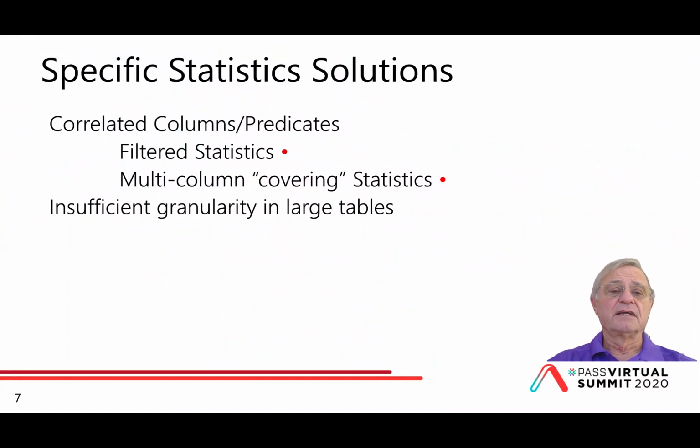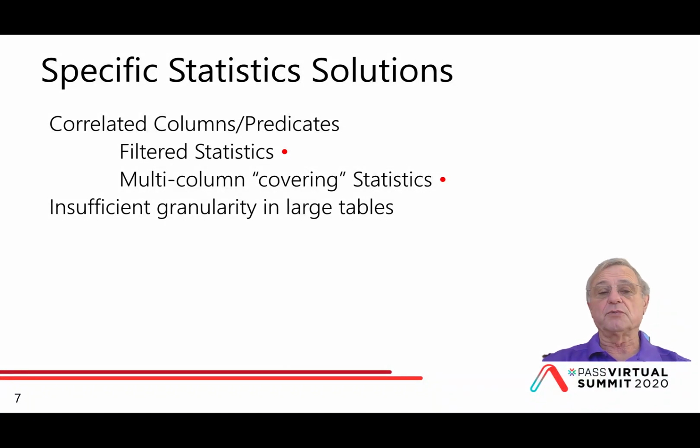Okay. How about insufficient granularity in large tables? Remember that the histogram of statistics has a maximum of 200 steps. So the histogram can identify 200 different values in a given column and no more. If you have a huge table, a billion rows or hundreds of millions or even a million rows, 200 values can be pretty insignificant.